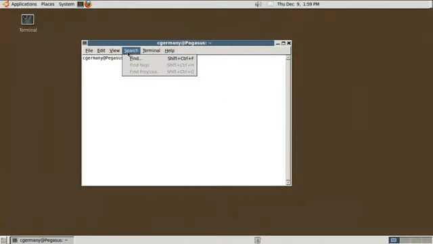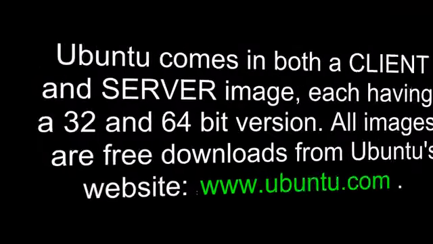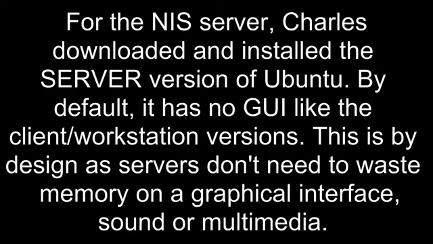And right now I'm on an Ubuntu 10.10 server, alright? Ubuntu comes in both a client and server image, each having a 32 and 64-bit version. All images are free downloads from Ubuntu's website, www.ubuntu.com. For the NIS server, Charles downloaded and installed the server version of Ubuntu. By default, it has no GUI like the client workstation versions. This is by design, as servers don't need to waste memory on a graphical interface, sound, or multimedia.